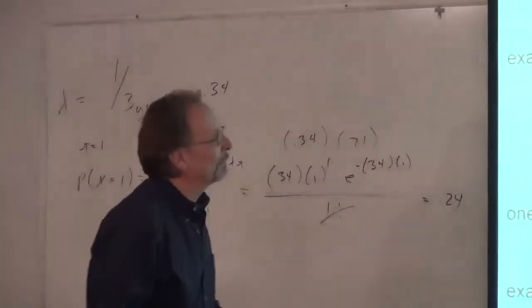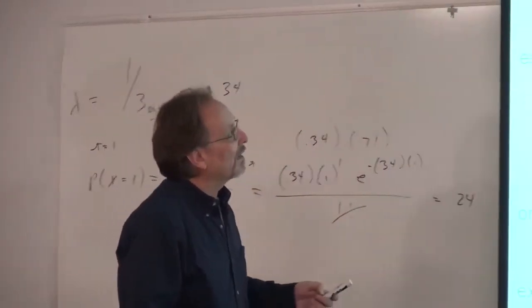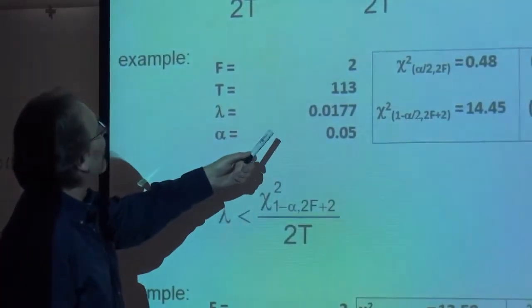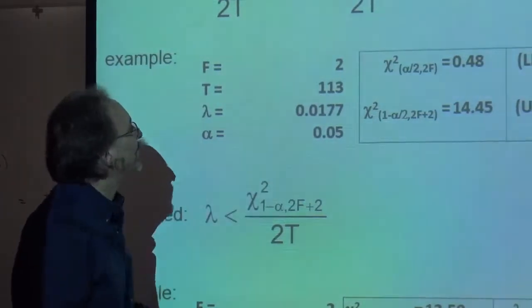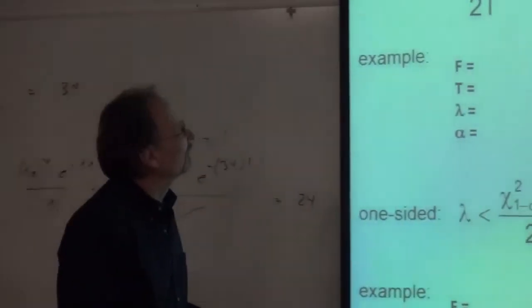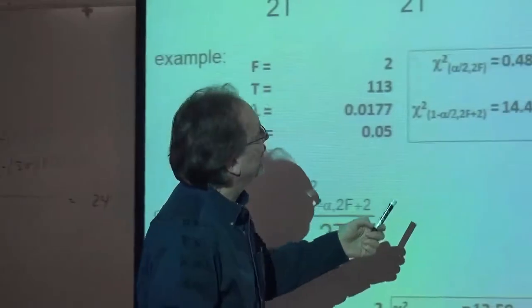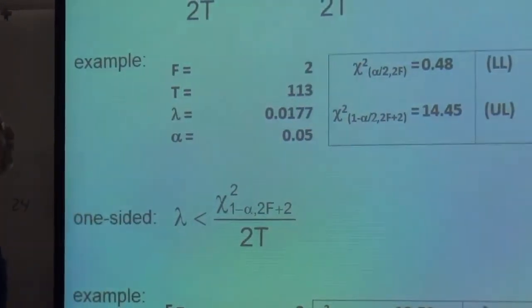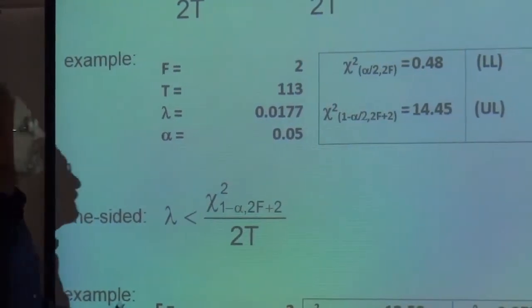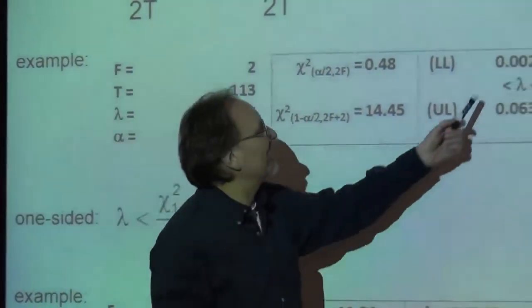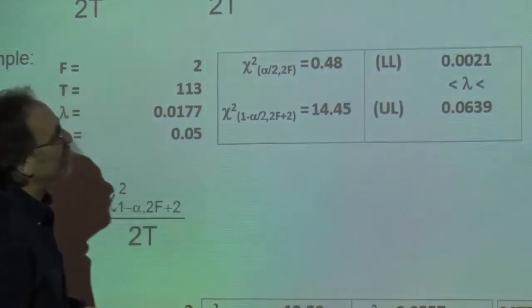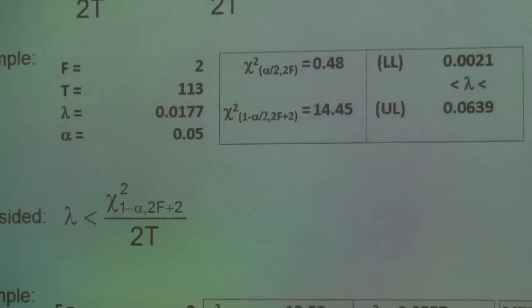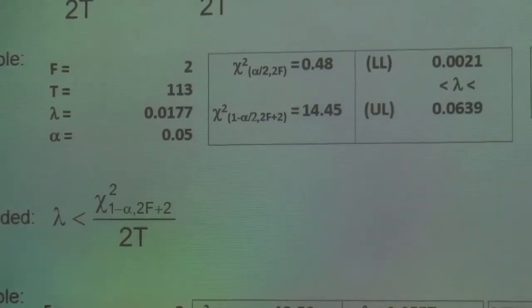Yeah, exactly. So the alpha over 2, 2f degrees of freedom is 0.48. So it's 0.48 over 2 times t, which is 113, which is our exposure units. And then for the upper tail, it's 14.45 over 2 times t. Now that means that a 95% confidence interval on lambda will range from 0.0021 to 0.0639. And I took those out to 4 decimal places just because they're relatively small.